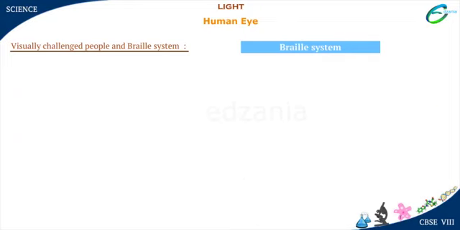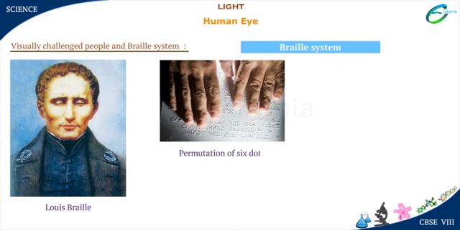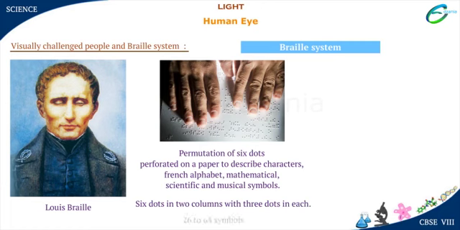The most popular resource for visually challenged persons is Braille. The method is based on the sense of touch and was developed by a Frenchman, Louis Braille. He used permutation, that is different placement, of 6 dots perforated on a paper to describe characters, which were French alphabets, mathematical, scientific, and musical symbols. In Braille's system, the 6 dots are arranged in 2 columns with 3 dots in each. In totality, 26 to 64 symbols can be used.